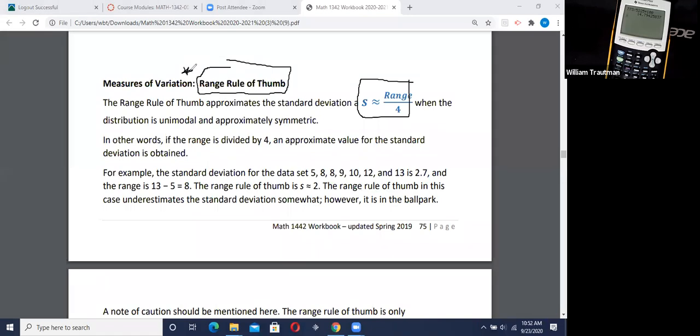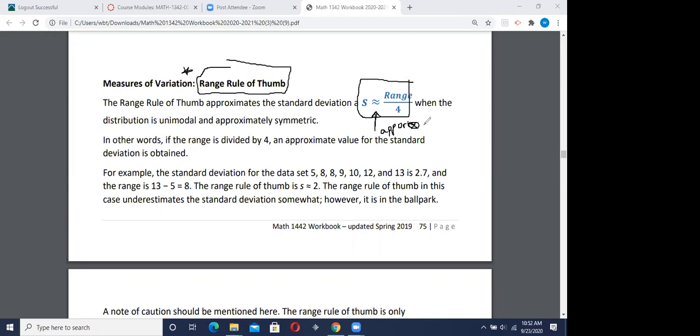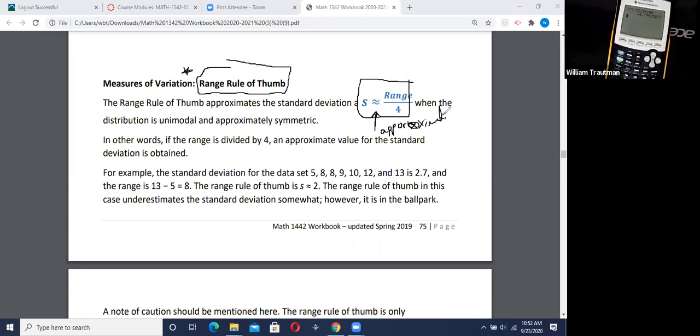So it's going to say approximate. By the way, this symbol right here means it's an approximation. How do you spell approximation? Okay, there we go. Approximation. So that's the symbol for approximation.